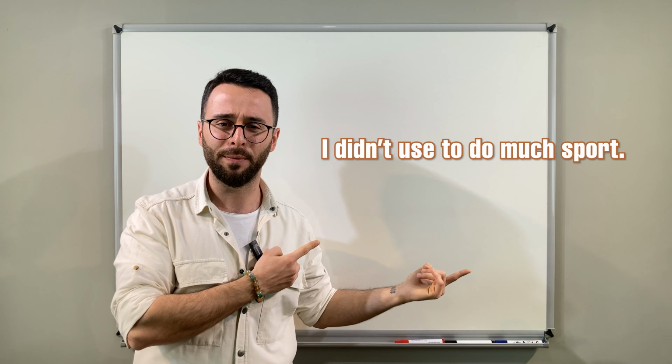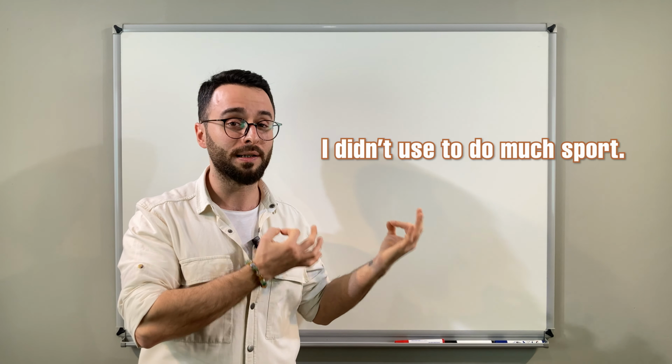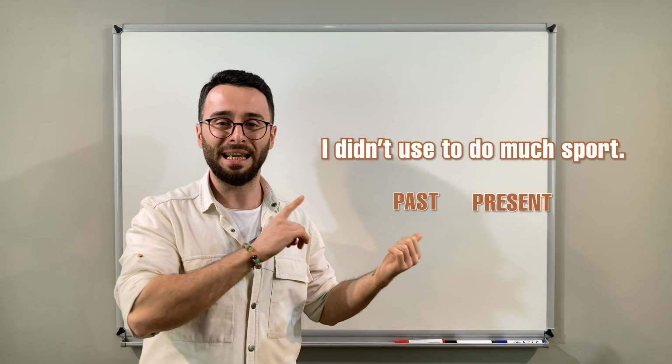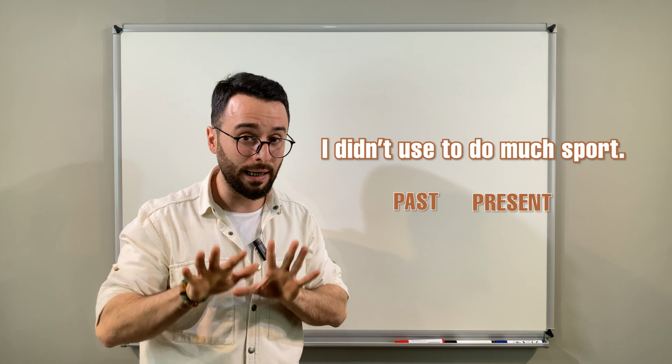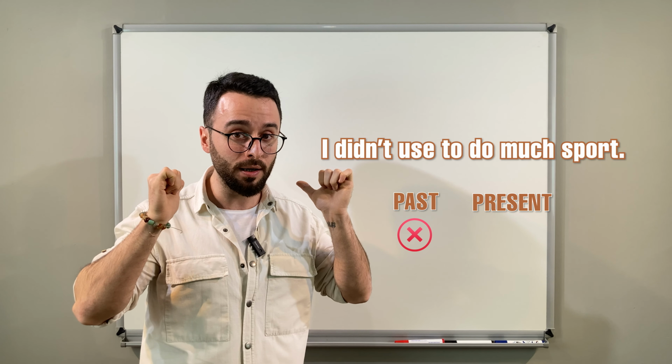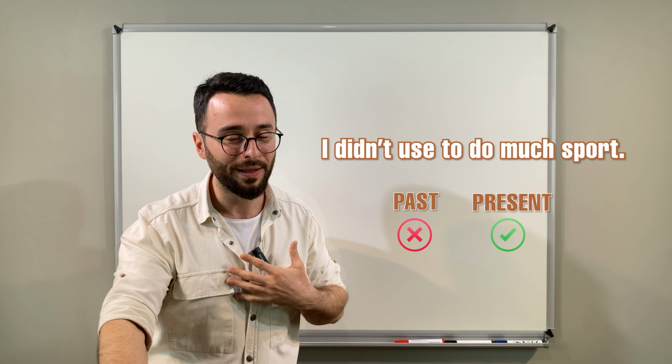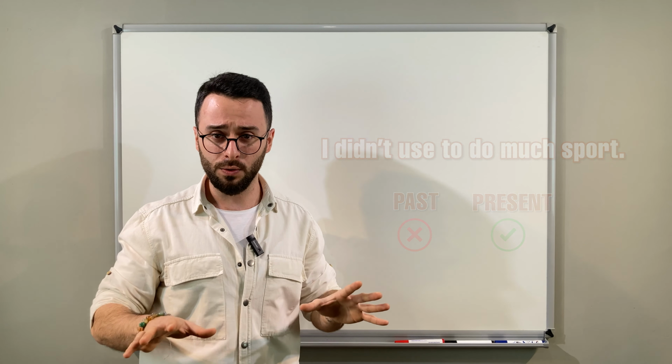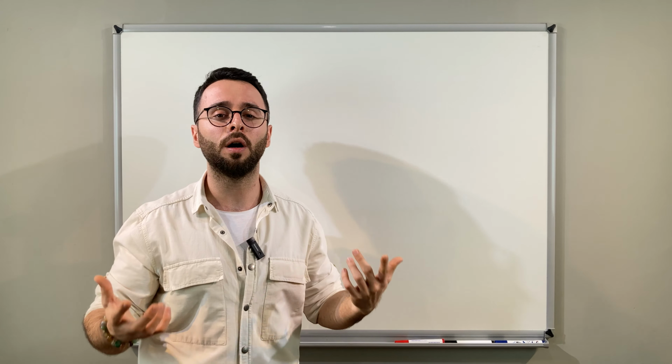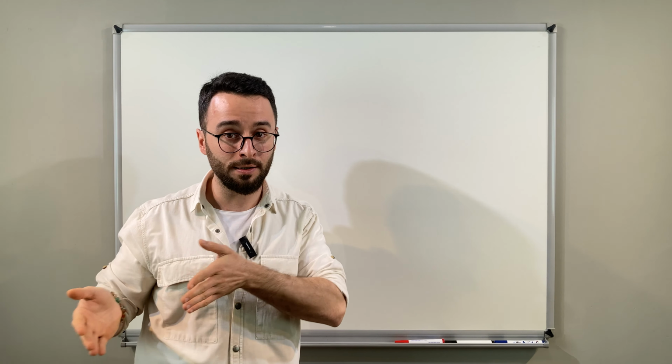Let's take a look at this example. I didn't used to do much sport. Well, this time, my friends, in this sentence, I'm talking about an action which I didn't do in the past, but now I do. Well, in short, things that we use used to describe are always opposite of each other, as past and present.